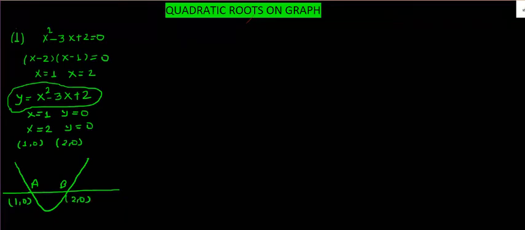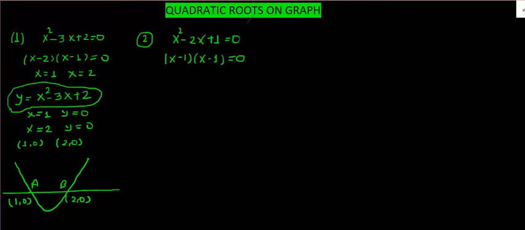Let's take another example. Okay, second case: we take an example x square minus 2x plus 1 equals to 0. Factorize this system. It is (x minus 1) whole square equals to 0. Means both roots are identical.